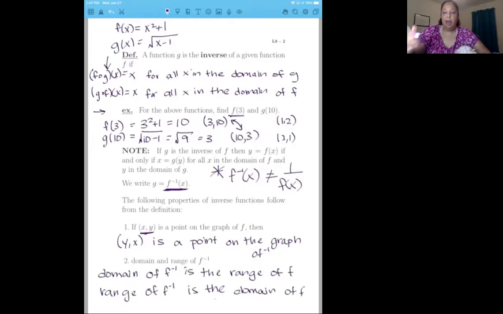Right? Because when we talked about it, the values for the domain are all the x values, right? But if the inverse function makes those the y values, the range is all our y values. So the domain of f inverse is going to be the range of f, and the range of f inverse is the domain of f.